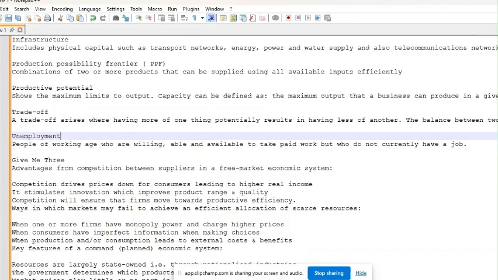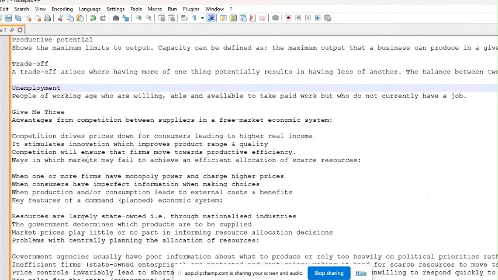So unemployment, these are the people of working age who are willing, able, and available to take paid work, but who do not currently have a job. Right? So unemployment, you don't have a job.